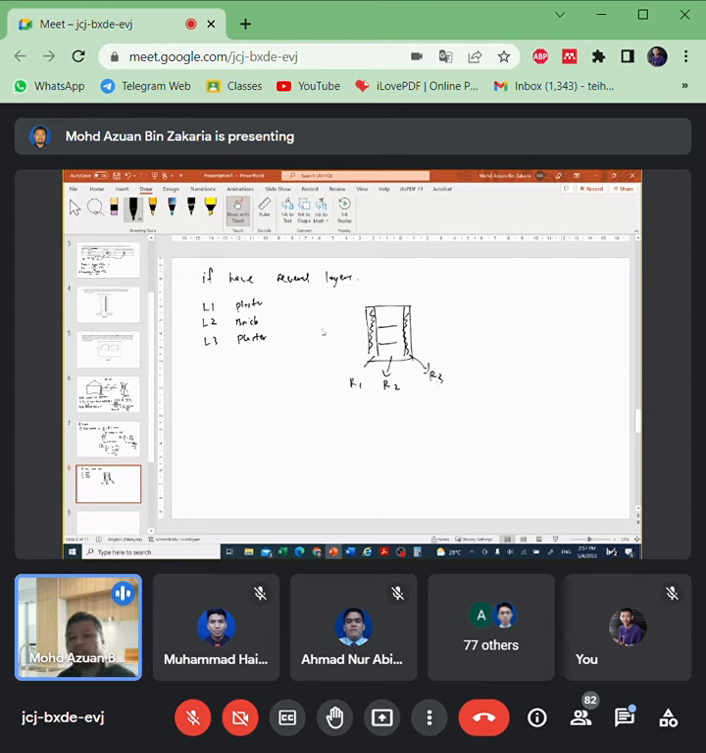Because, for example, heat will transfer through the wall. It will transfer to all layers. It will consider all layers. So to calculate R total is the summation of all the layers: R1 plus R2 plus R3. This is basic, but normally we have to add more.